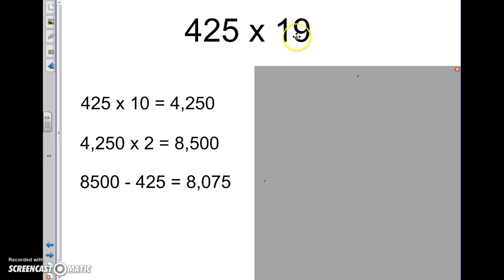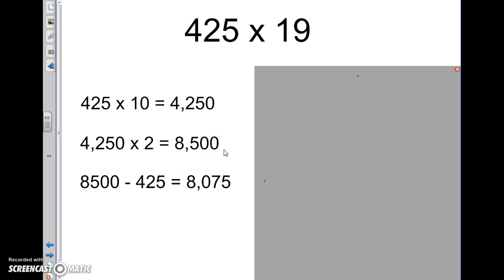Now, I know that 19 groups, 19 is really close to 20. So I'm going to say, well, what would 425 times 20, what would 20 groups of 425 be? Which would just be this 425 times 10 times 2, right? Because 20 is just 2 times 10, right? It's just two more groups. So I'm going to take this 4,250, which is 10 groups. I'm going to multiply it by 2, and I'm going to have 20 groups, which is 8,500.